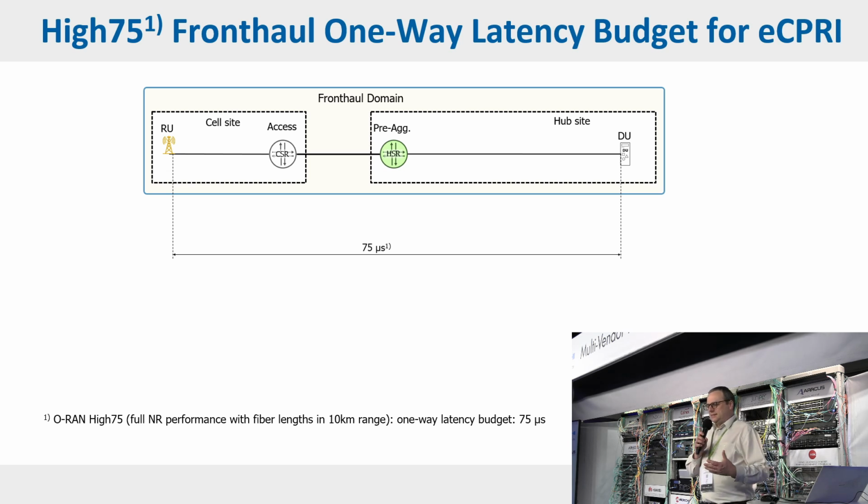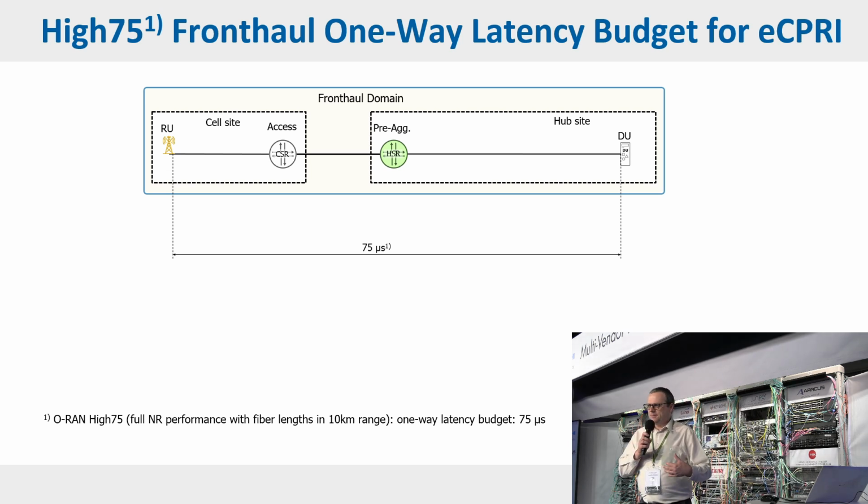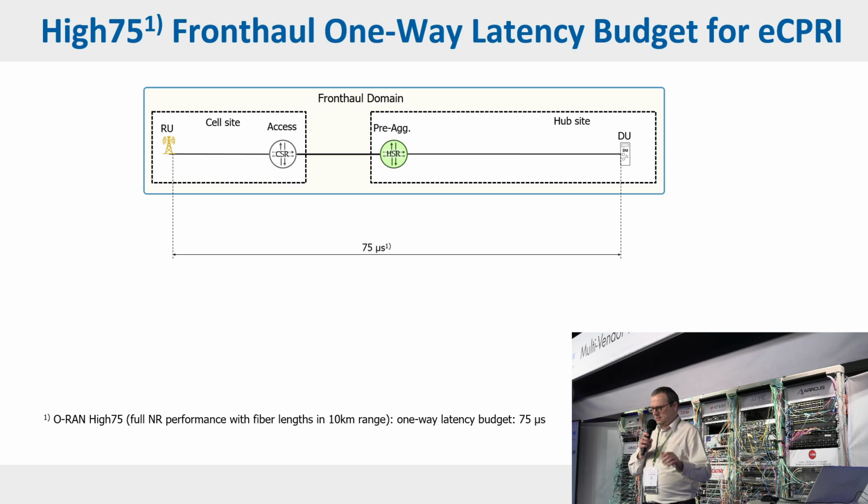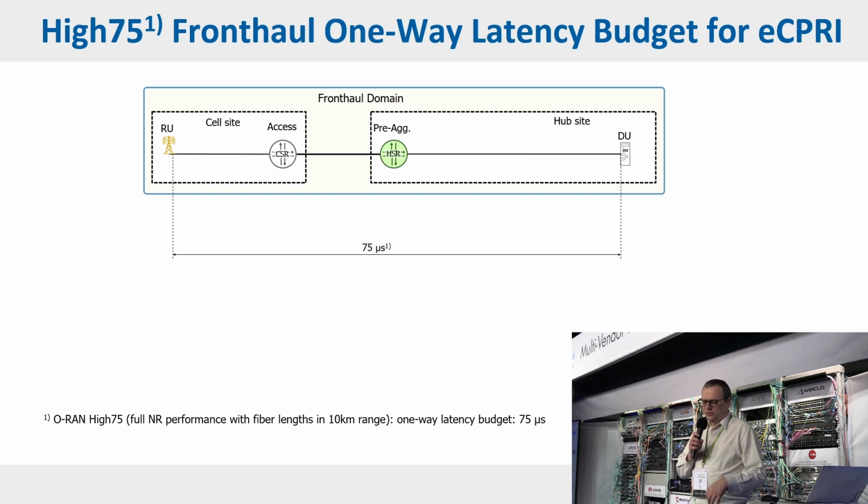Now, let's discuss in more detail this fronthaul H75. What does it mean, this H75? The end-to-end budget, as an example, for the fronthaul H75 is 75 microseconds. It means the latency from our radio unit to the distributed unit is maximum 75 microseconds and should not exceed 75 microseconds. This H75 is defined for fronthaul with a distance, or fiber length, of up to 10 kilometers.